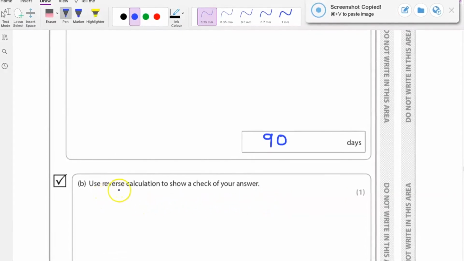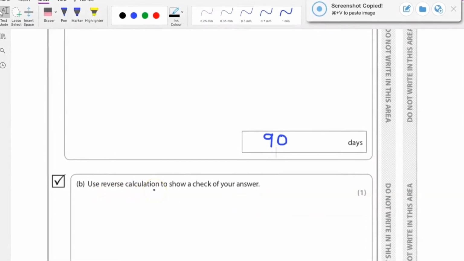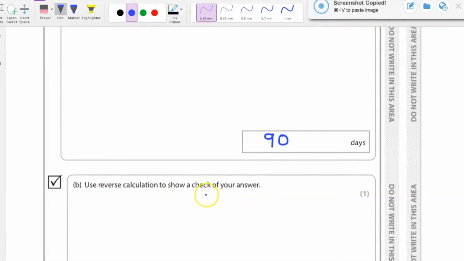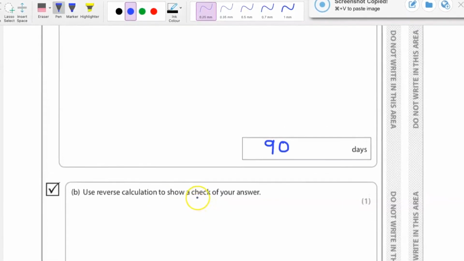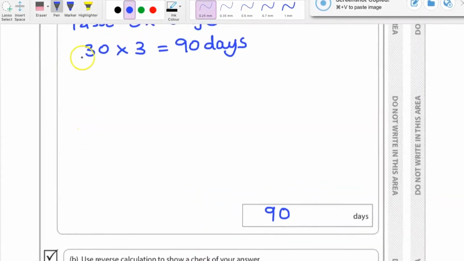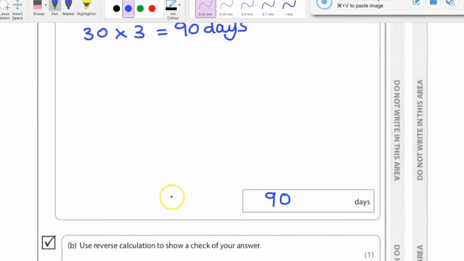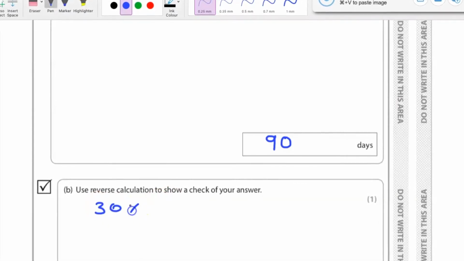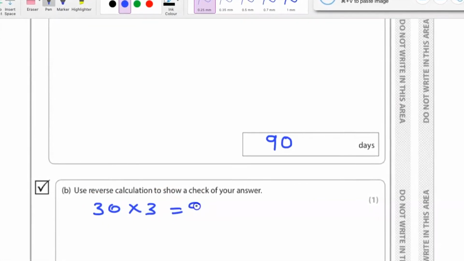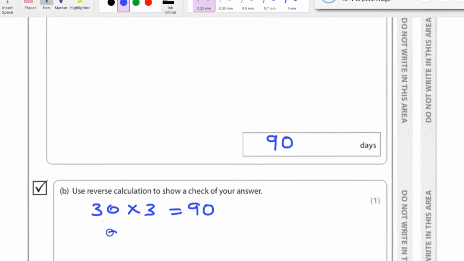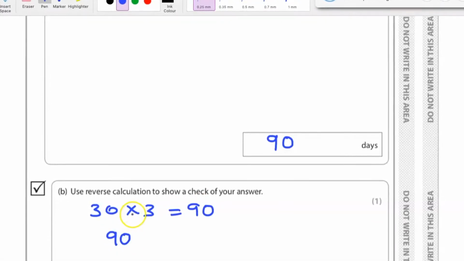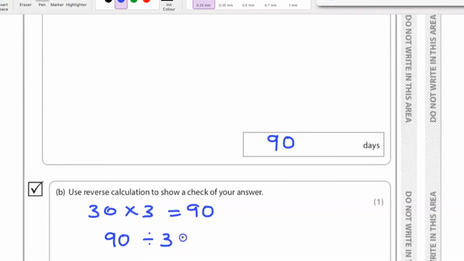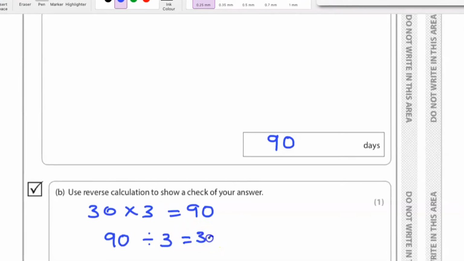B. Use reverse calculation to show a check of your answer. To show a check of any answer, you need to do the inverse. So the inverse of the calculation up here, I'll write it down again to make sure it's easy. 30 times 3 equals 90. Therefore, 90, to do the inverse, what's the inverse of times? It is division. 90 divided by 3 equals 30.